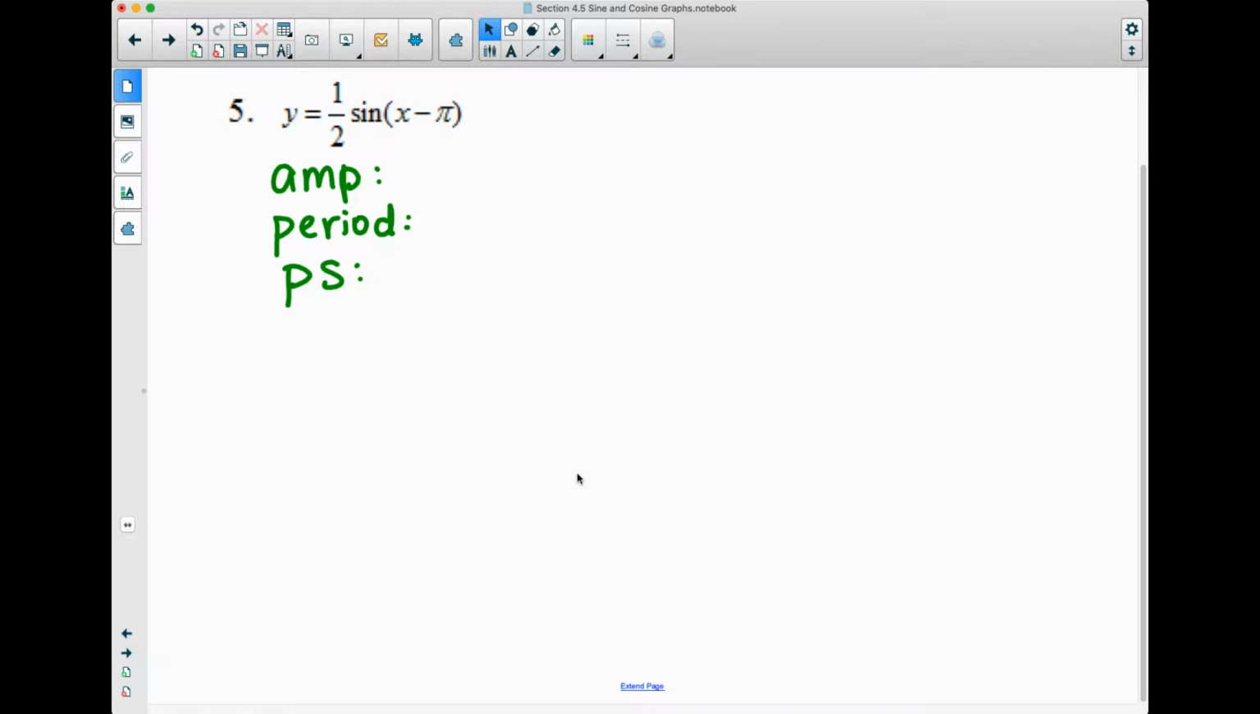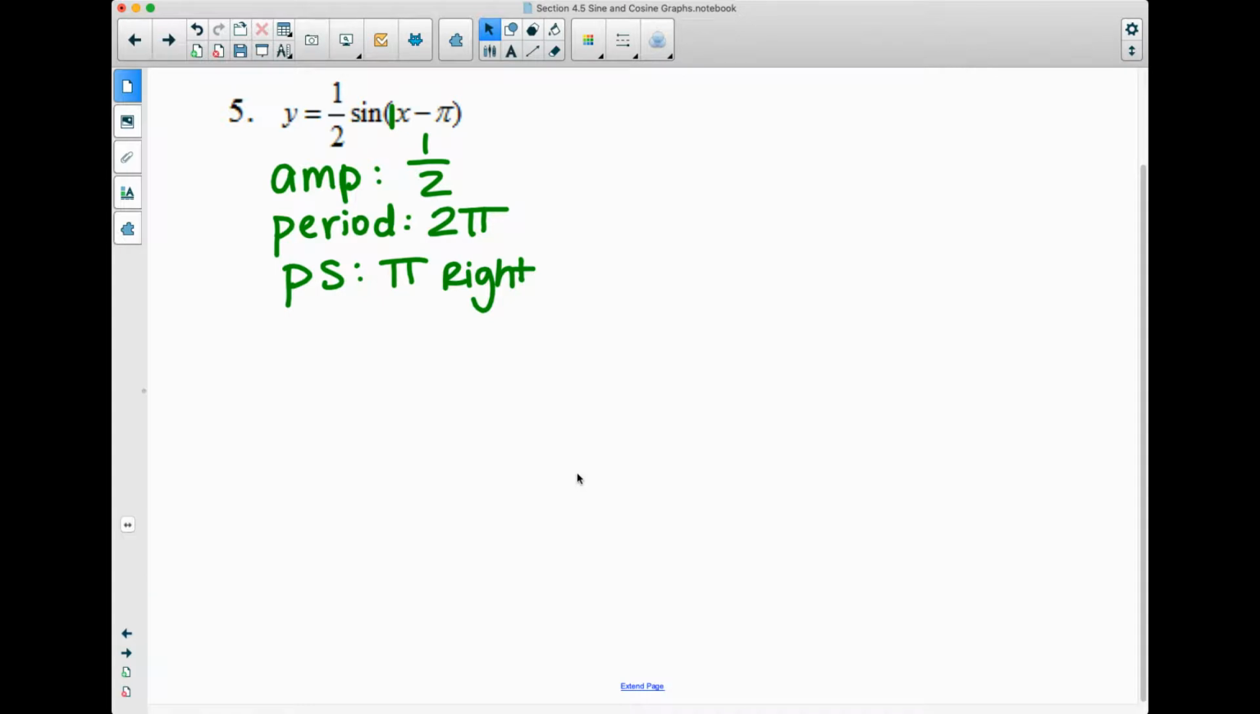All right, so what is my amplitude here? Oh, 1/2. So the period of the function, if b in this case is 1, it's still just going to be 2 pi. 2 pi over 1, just 2 pi. And then the phase shift, if I do c over b, which is pi over 1, I'm going to go pi, and then since it's negative, I'm going to go to the right.